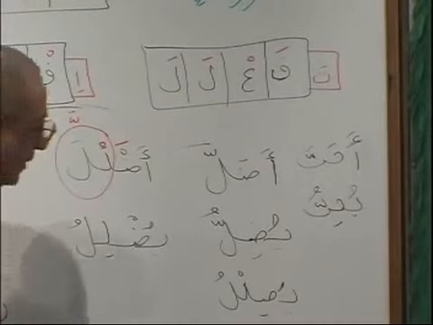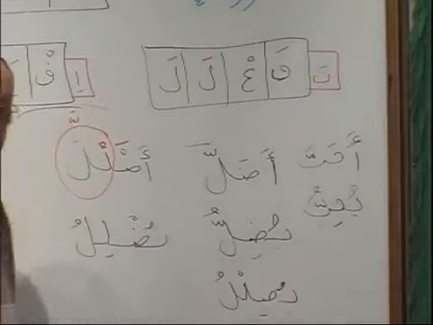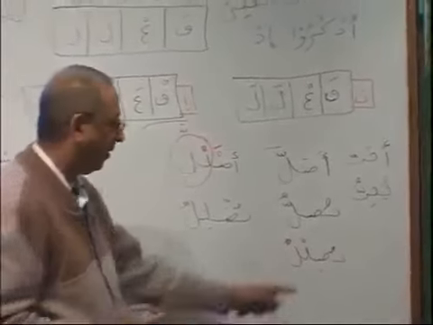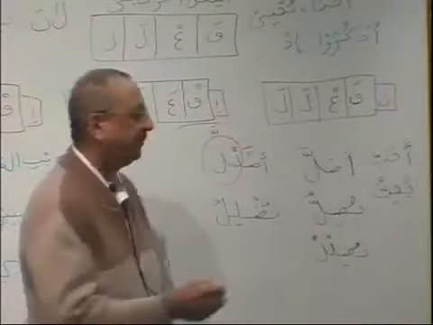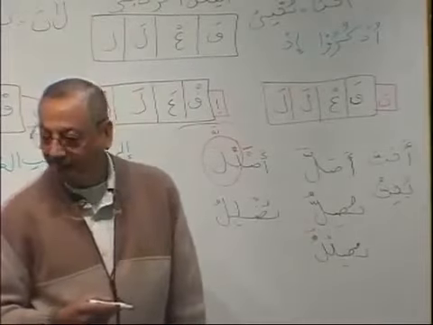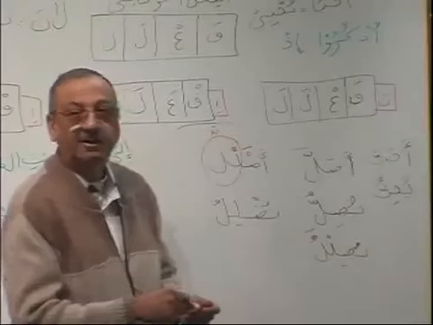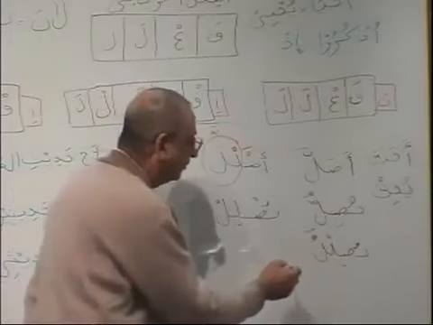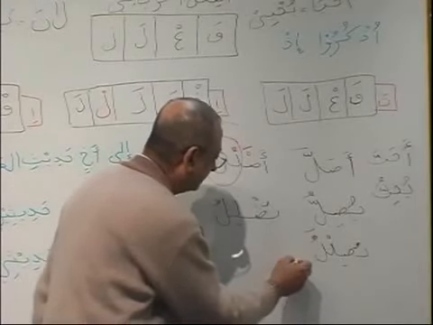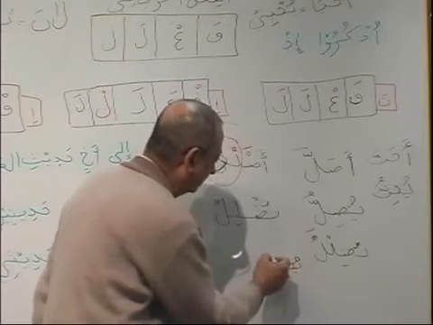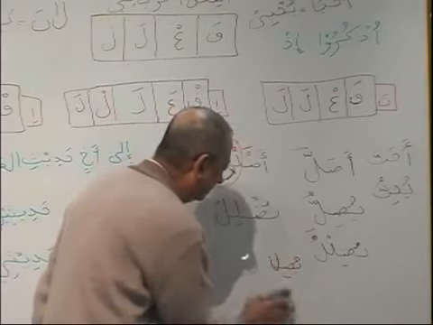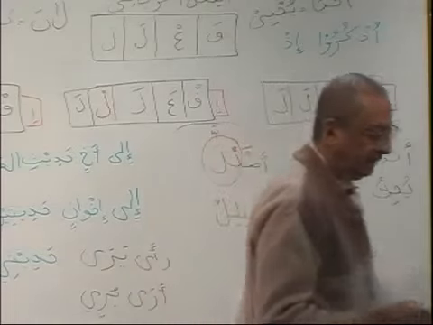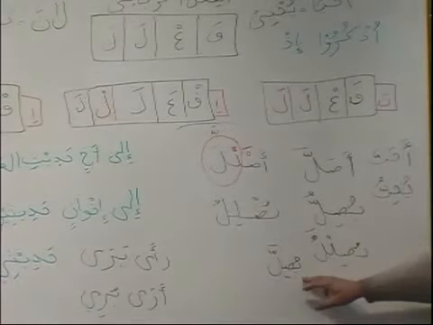Yudillu. If I have to make it majzum, I have to give it a sukoon here. Are you with me? Now, I cannot pronounce. So I bring a temporary fatha. Remember? Like yahujja. Lam ahujja. So if you say, this is majzum.